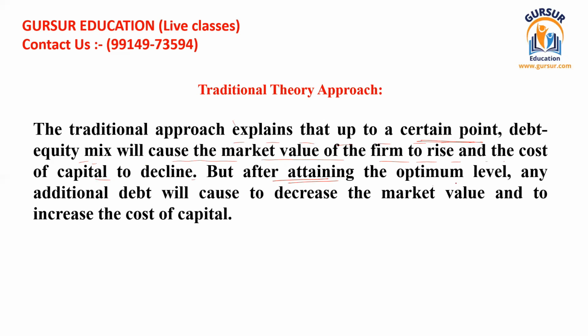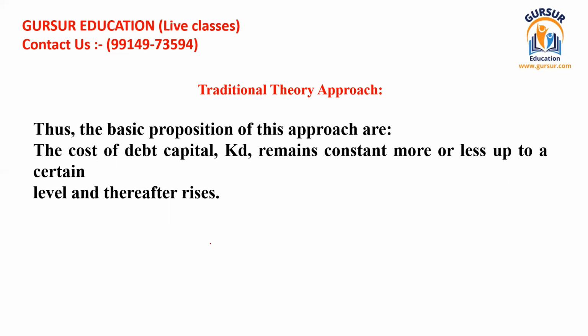But after attaining the optimal level, what shall happen? The use of additional debt will cause the market value to decrease and the cost of capital to increase. So this tells you that only up to a certain level you shall be benefiting, after that you shall be losing. So the basic propositions of this specific approach are as below.